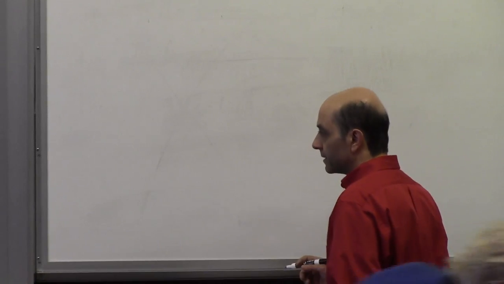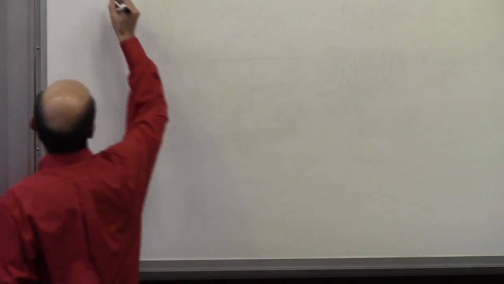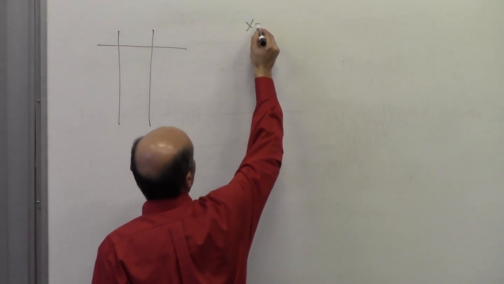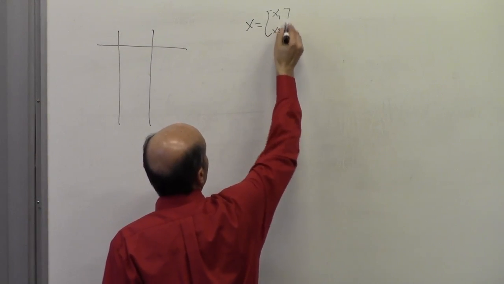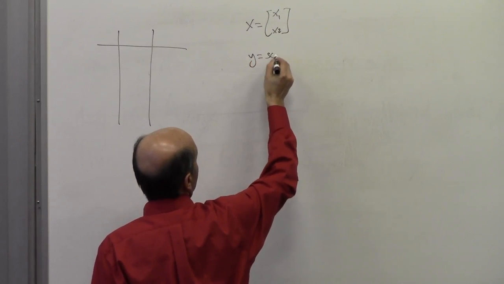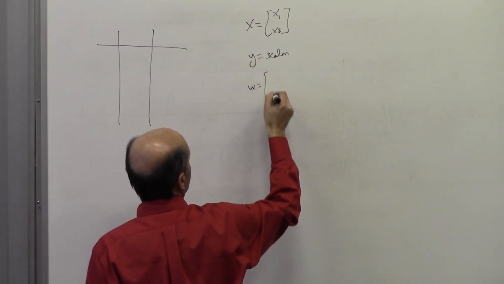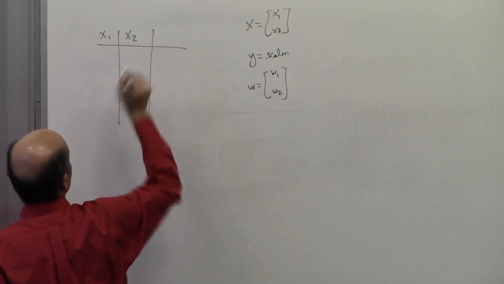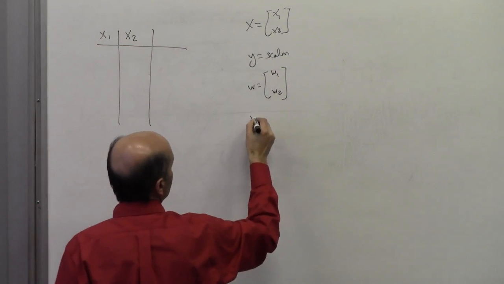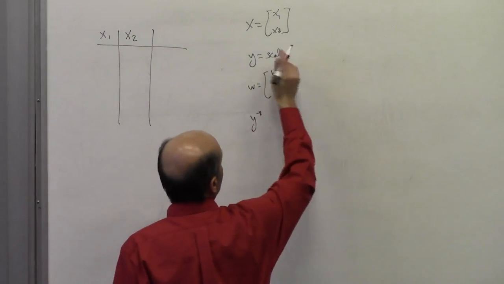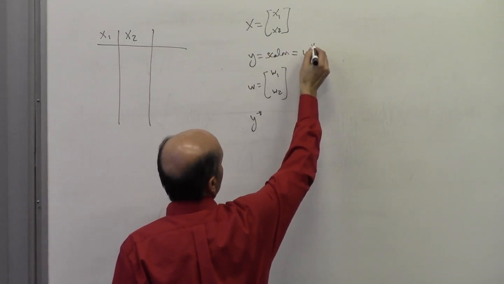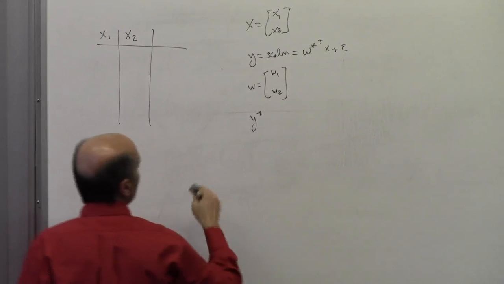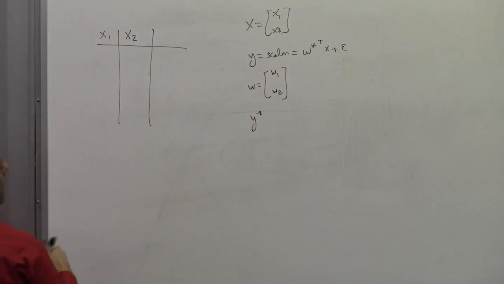Suppose I have five trials. Suppose I'm going to give you five trials, and x is made up of a two-dimensional vector, x1 and x2. Y is just a scalar. And the w that I'm trying to estimate is w1 and w2. So suppose x1 is given to you, x2 is given to you, and of course y star will not be given to you. But what you have is y, which is equal to some true w times x, plus this epsilon here.